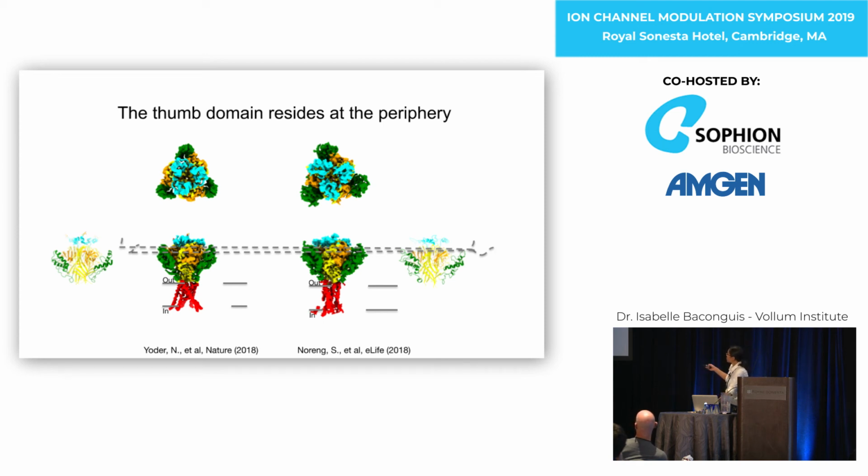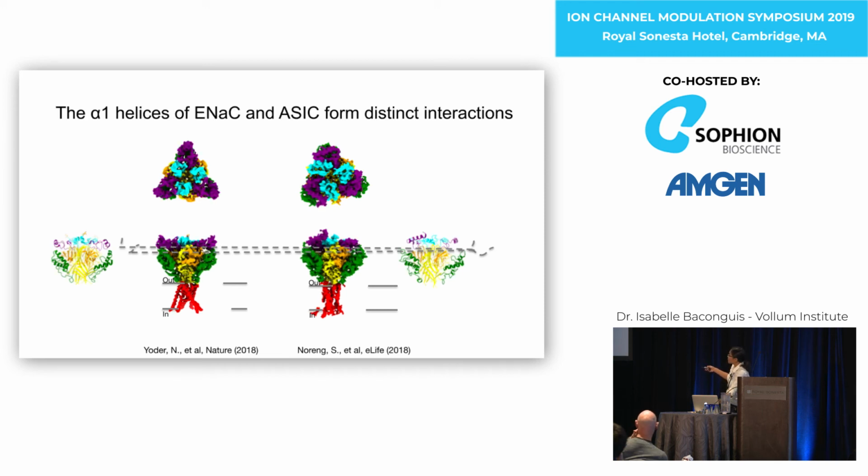So when you add the finger domains, you immediately see that in ASIC there's this little loop that is reaching out already into the thumb domain. You don't see that on ENaC. And then you've got this alpha one, which we refer to as alpha one. Here in ENaC, it's starting to make interactions with the thumb domain. In ASIC and ENaC, there are no interactions at all.